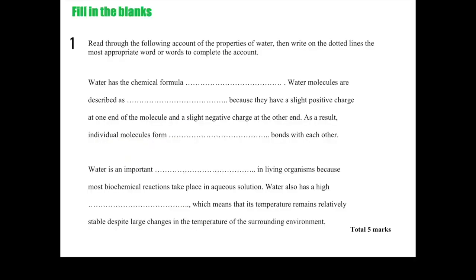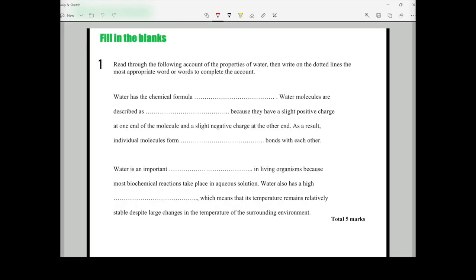We're going to practice what we've just learned about water using this passage. This is taken from an exam paper. So they want us here just to write basic information about water by filling in the blank. The first line says water has the chemical formula. So I'll just write the formula here. And described as, so the only description we've seen today is dipole. Alright, and then they said as a result, individual molecules form bonds with each other.